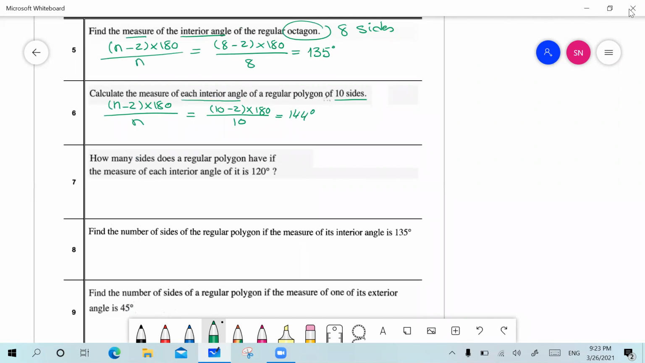Hussein, this is the question you were asking about. Here he is giving me the measure of each interior angle, and he wants me to calculate n, the number of sides. So here I use the rule which you just said, that n is equal to 360 over 180 minus each interior angle.